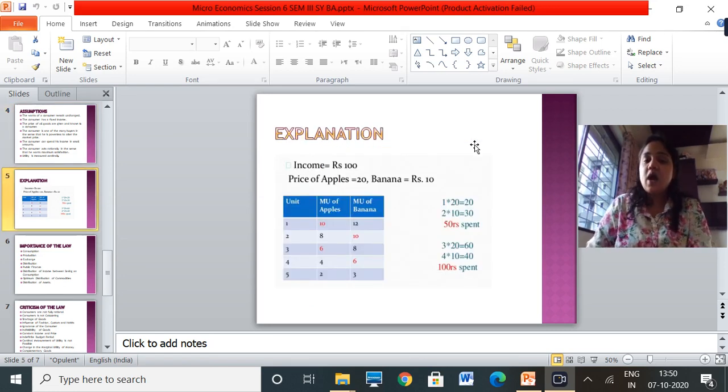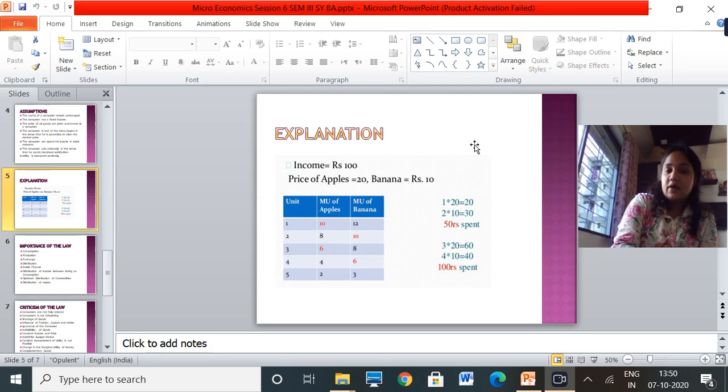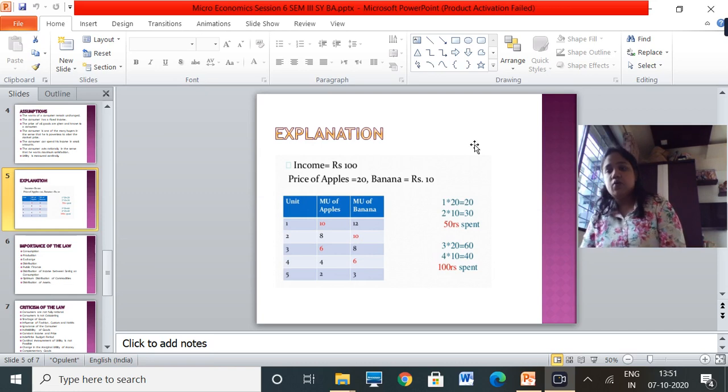Then I told you about how to understand the table. You do not have to learn this table, please don't do that. Do not learn the schedule, understand it. Once you understand it, you can make your own schedule in the examination, your own kind of analysis. You can write in the first column units, marginal utility of product A, marginal utility of product B. If you wish to add marginal utility of product C also, you can do. You can do it for 3, 4, 5, however many products you want. Just be careful with the numbers.